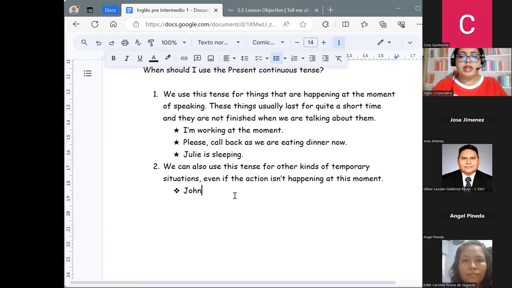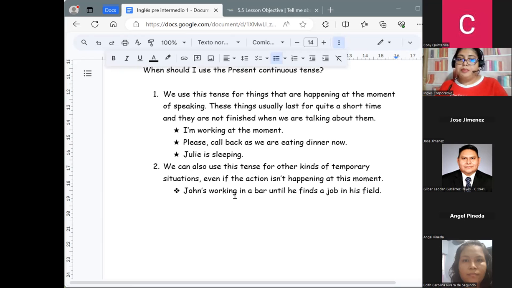So we have the following example in this one set. John's working in a bar until he finds a job in his field. Okay, we have this example. John's working in a bar until he finds a job in his field. Remember that this use is when something is temporary.